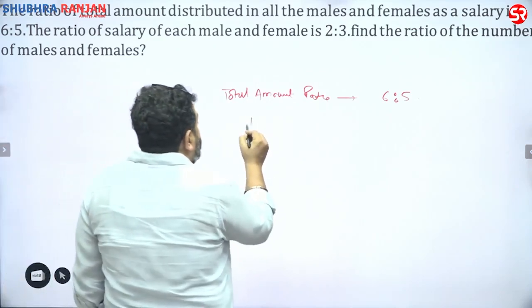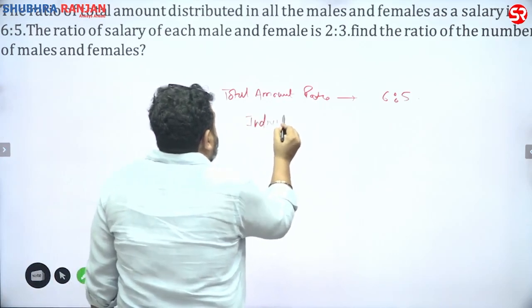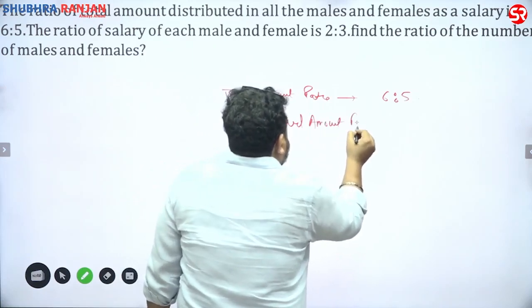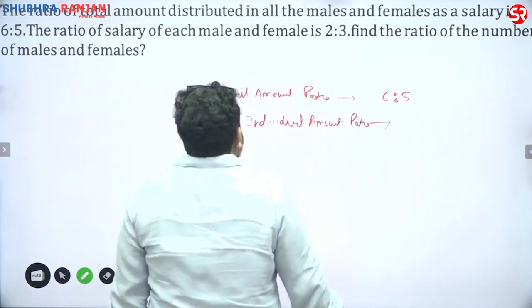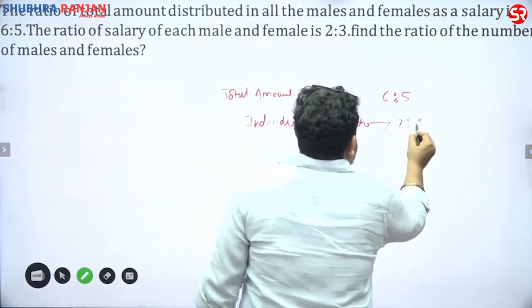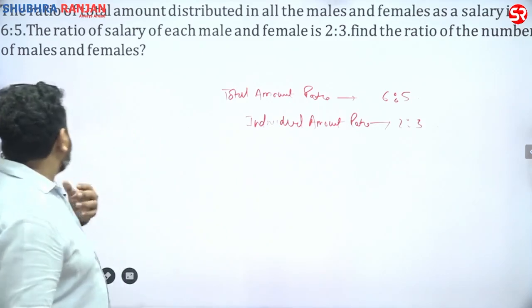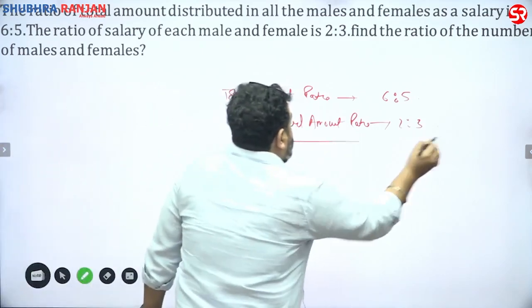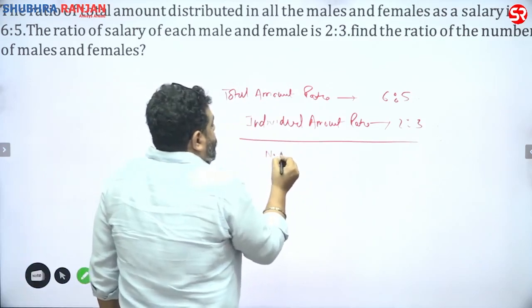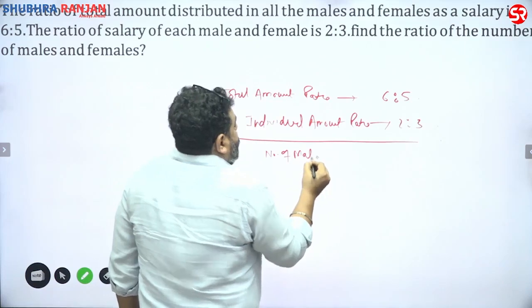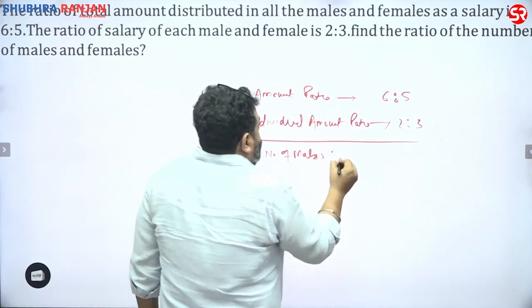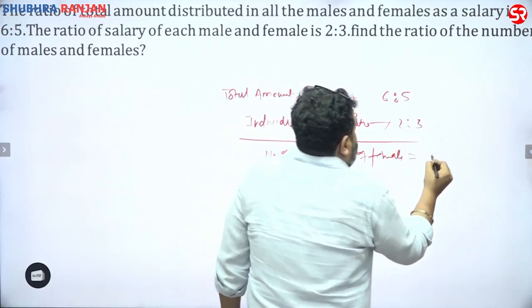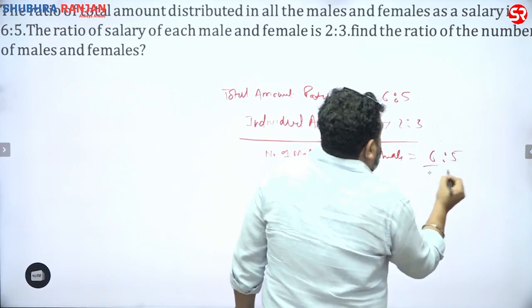Okay? So total amount ratio. And guys, individual amount ratio is what? 2:3. Find the ratio of number of males is to number of females. Come on guys. Number of males is to number of females would actually be 6/5 upon 2/3. Khatam.